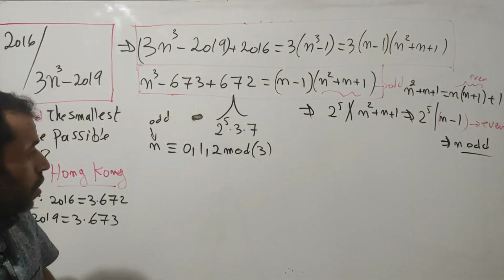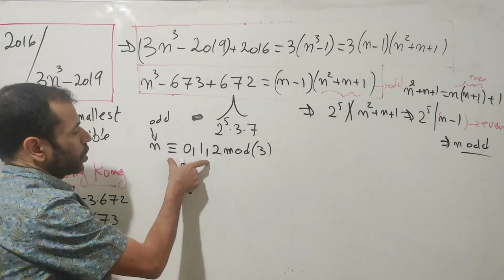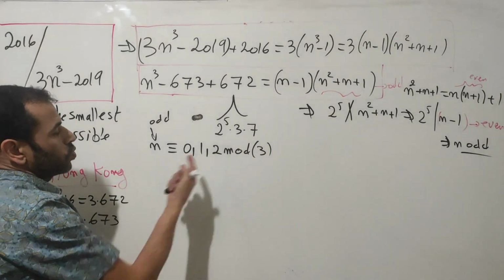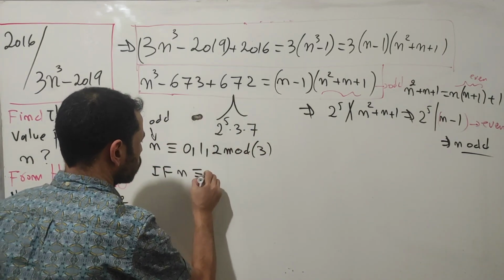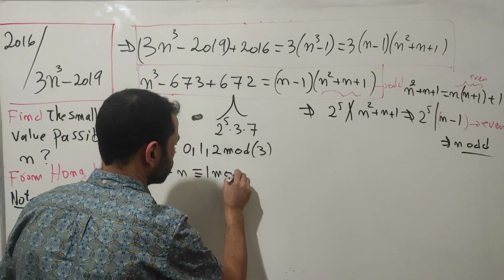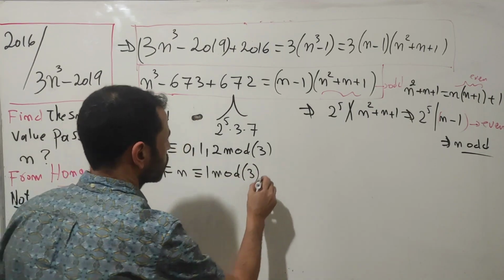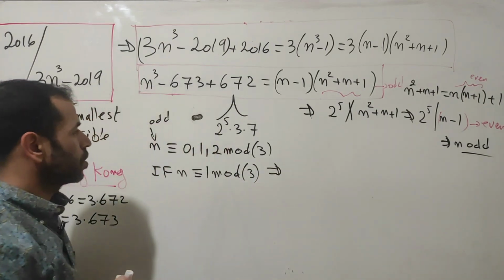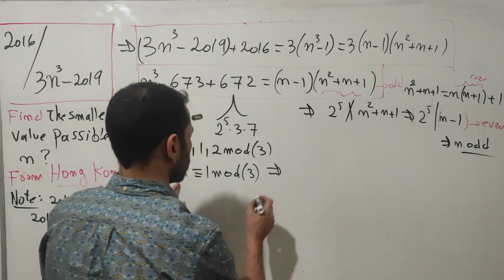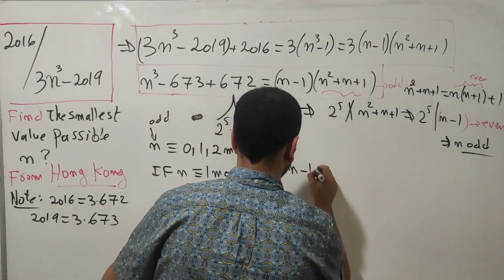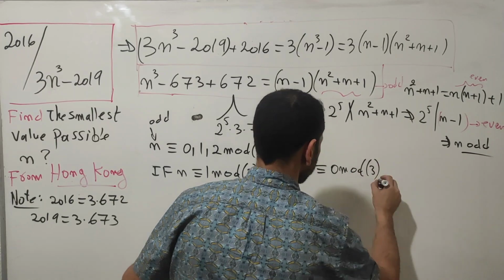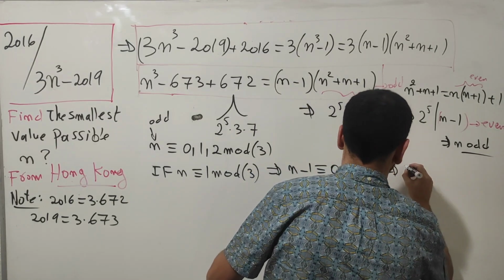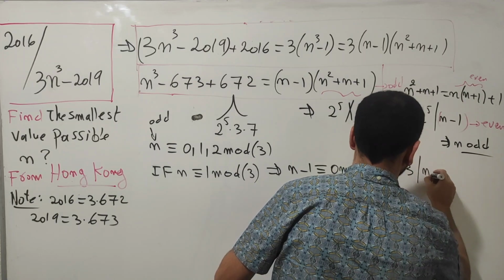Okay, but we don't know which one is correct here. n is congruent to 0, 1, or 2. If n is congruent to 1 mod 3, so I'm going to take this number 1 to the left, it gives us n minus 1 is congruent to 0 mod 3. This is immediately telling us 3 divides n minus 1.